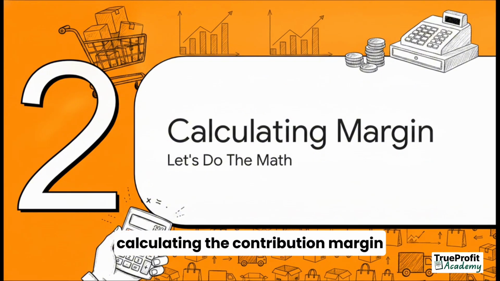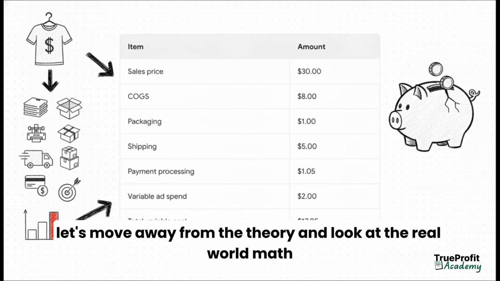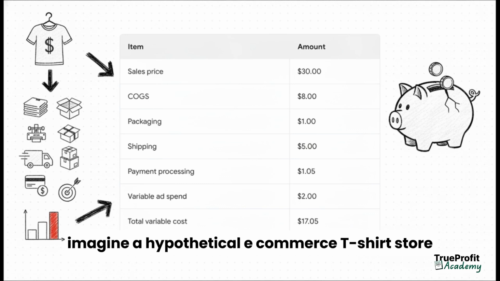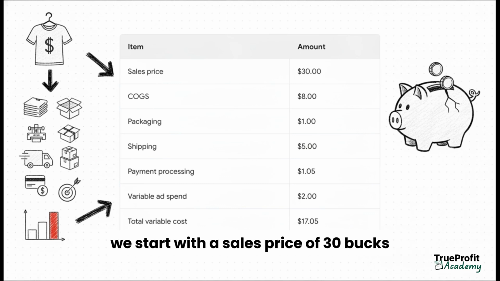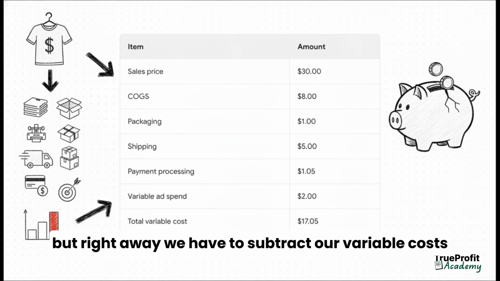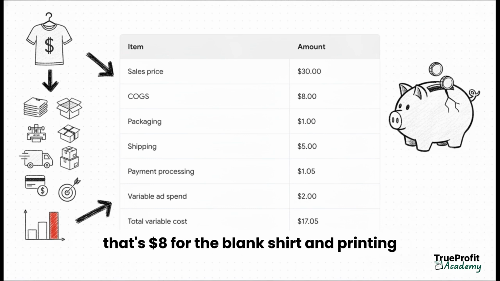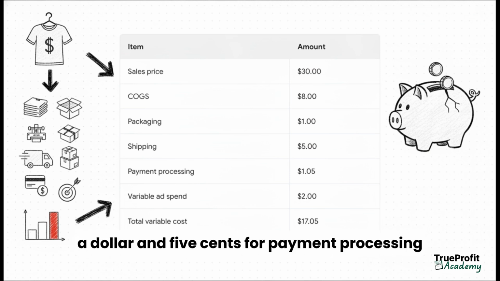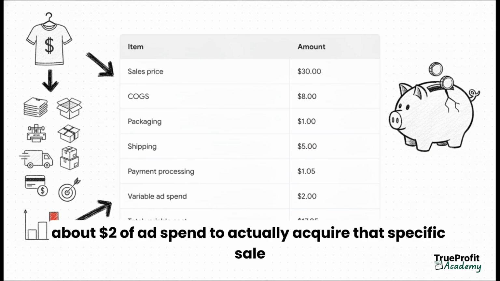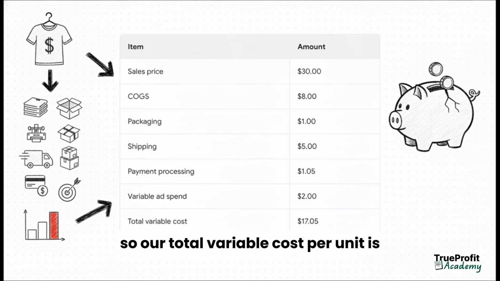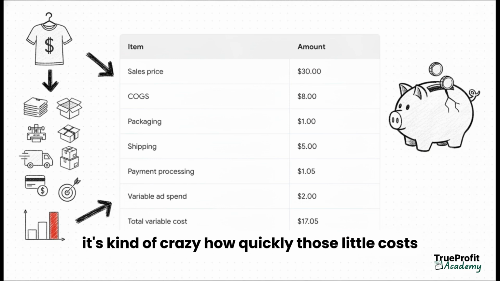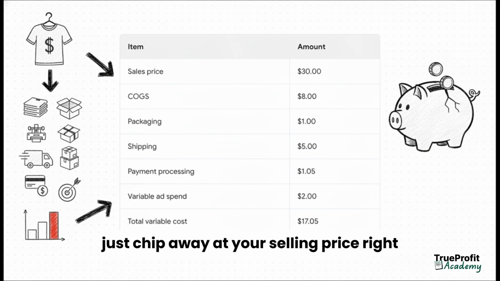Section 2. Calculating the contribution margin. Let's move away from the theory and look at the real-world math. Imagine a hypothetical e-commerce t-shirt store. We start with a sales price of $30, but right away we have to subtract our variable costs. That's $8 for the blank shirt and printing, $1 for packaging, $5 for shipping, $1.05 for payment processing, and let's estimate about $2 of ad spend to actually acquire that specific sale. So our total variable cost per unit is $17.05. It's kind of crazy how quickly those little costs just chip away at your selling price, right?